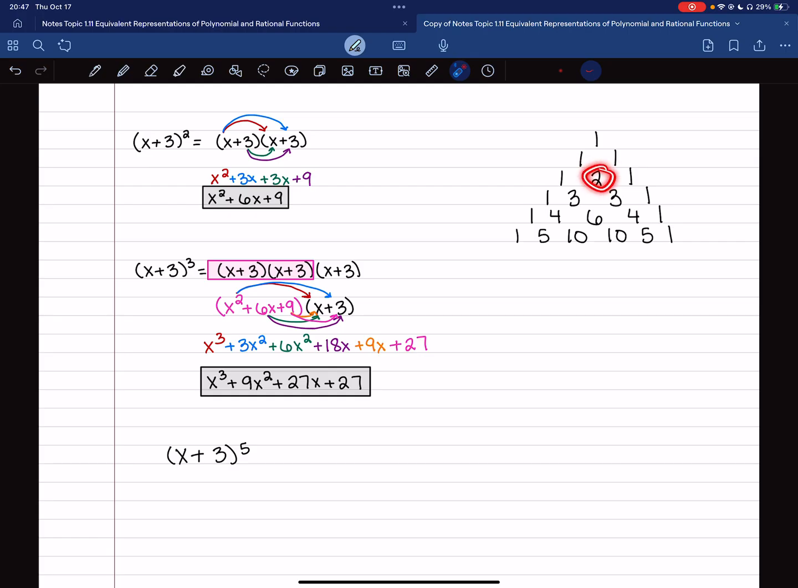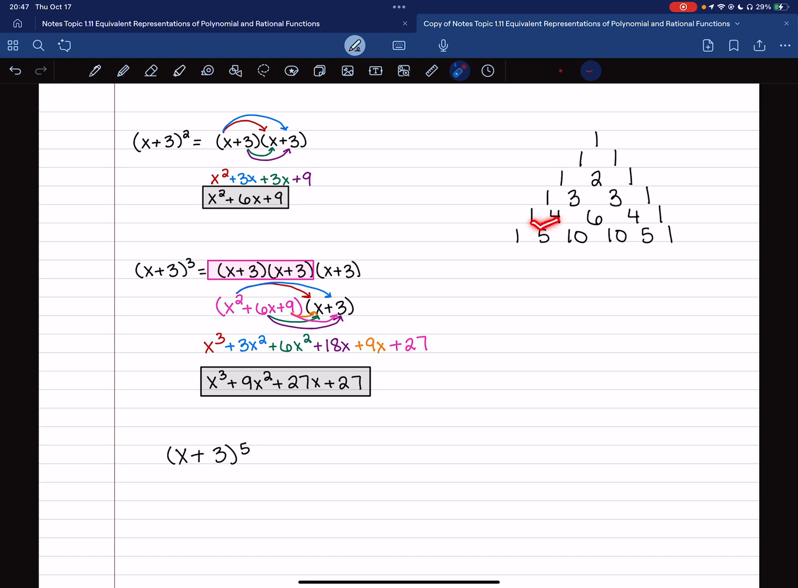1 plus 1 gives you 2. For the next row, you have 1 plus 2 gives you 3. 2 plus 1 gives you 3. Then you have 1 plus 3 gives you 4. 3 plus 3 gives you 6. 3 plus 1 gives you 4.